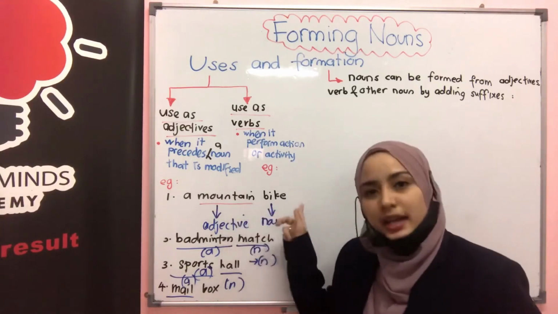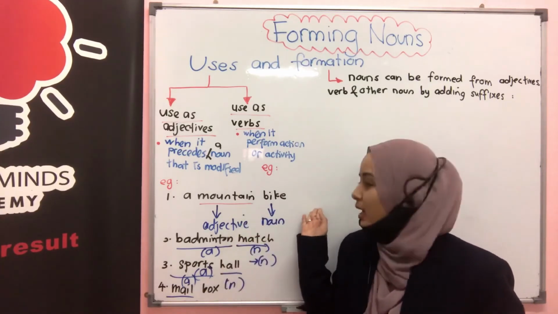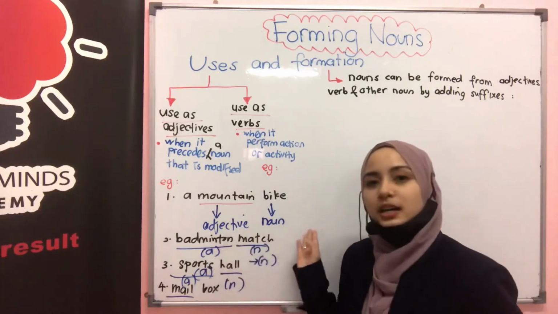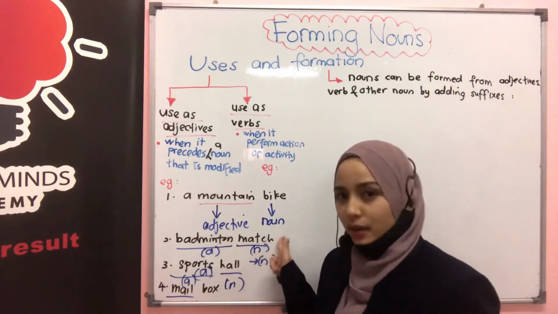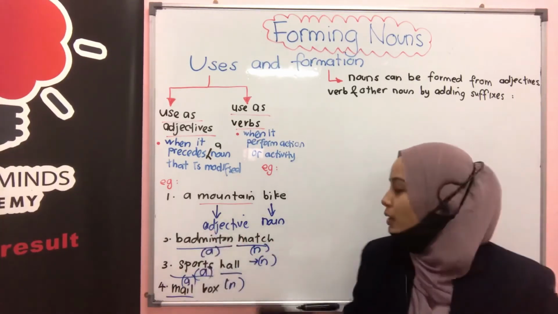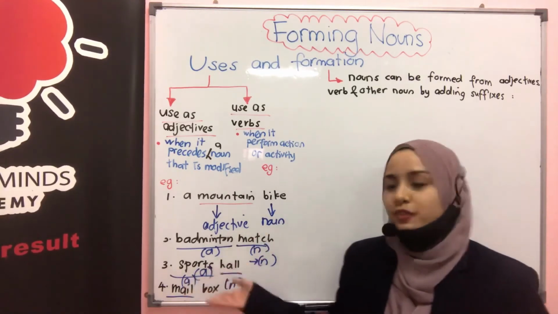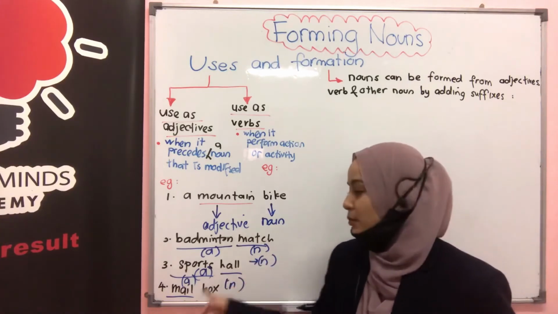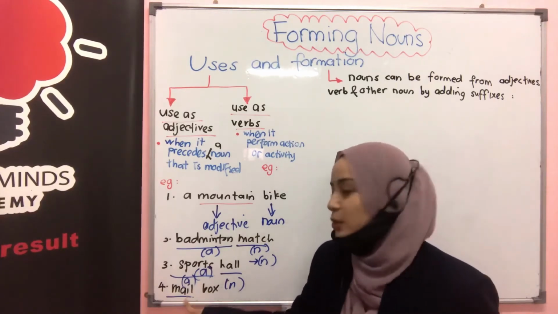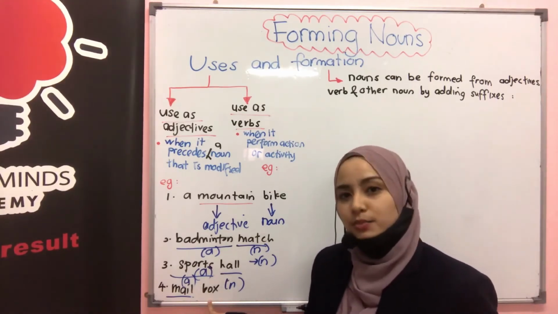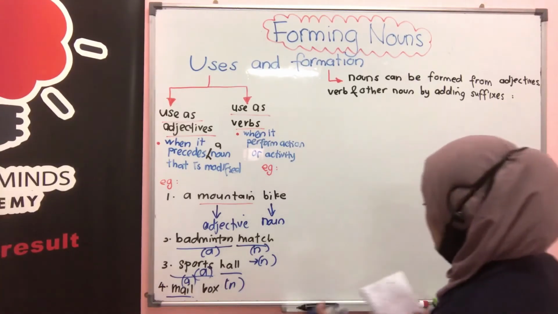A mountain bike functions as an adjective, modifying the noun bike. Badminton modifies the word match, which is the noun. And sports hall: which one is the noun? Hall. So this word acts as an adjective to modify the noun. Same goes to mailbox. It functions to modify the word box. Box is the noun. Very good. So far so good, right?